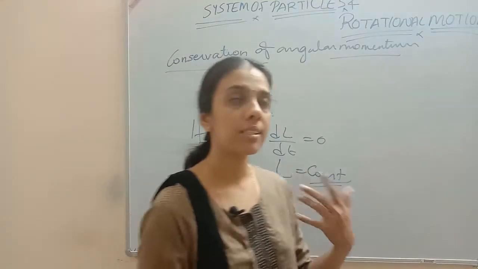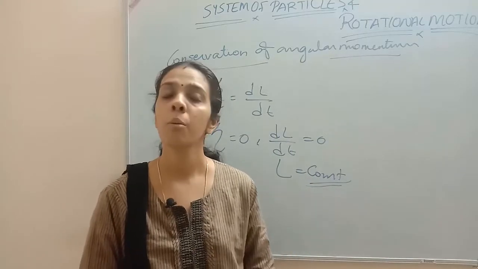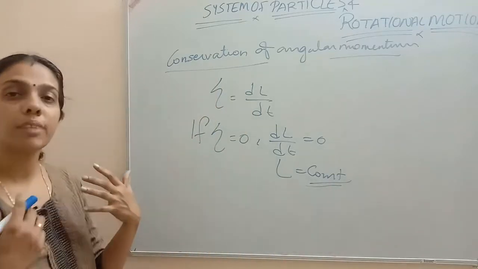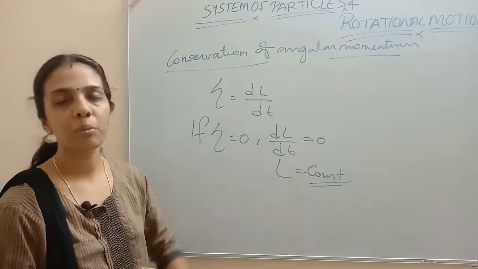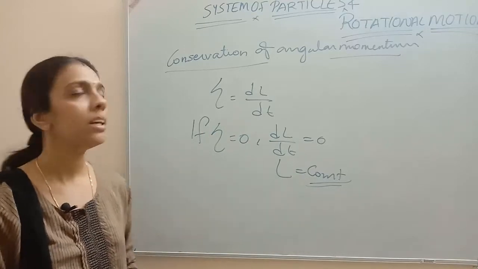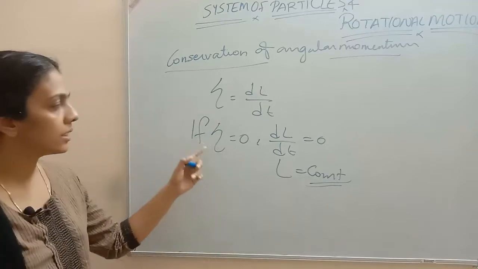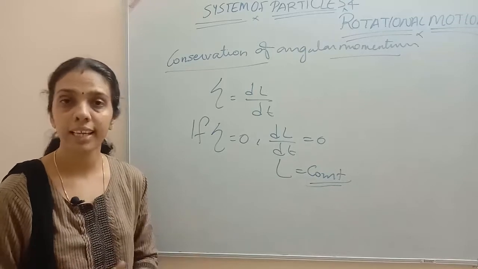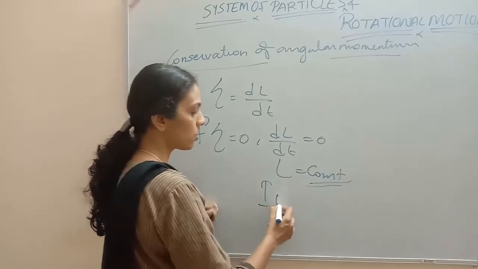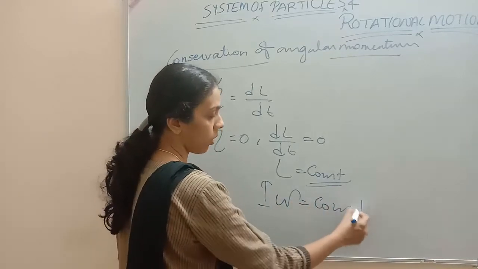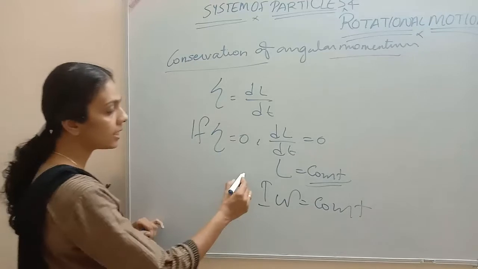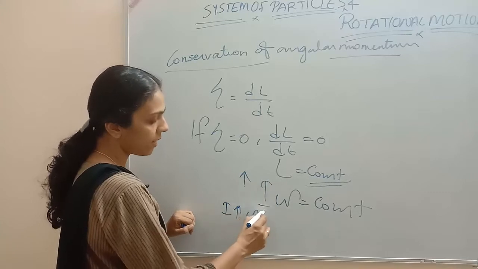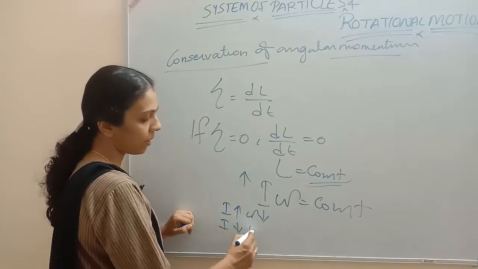In conservation of linear momentum, if there is no force acting on the system, momentum remains constant, we learned, isn't it? The same way here, if there is no torque acting on the system, angular momentum will remain constant. So tau equals dL by dt, and if tau is equal to 0, L is a constant. That is, I omega will be a constant. I omega constant means, if I is increasing, what will happen to omega? Omega will decrease. If I decreases, omega will increase.